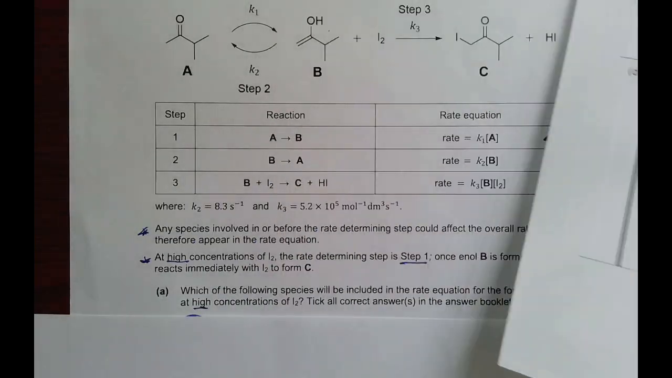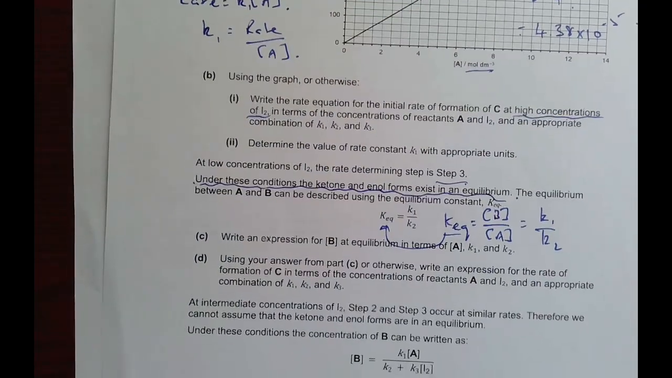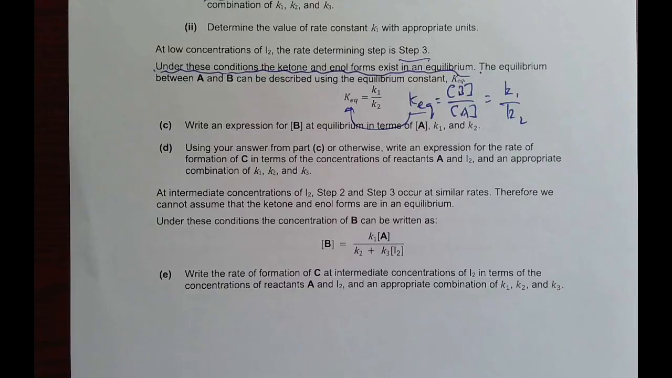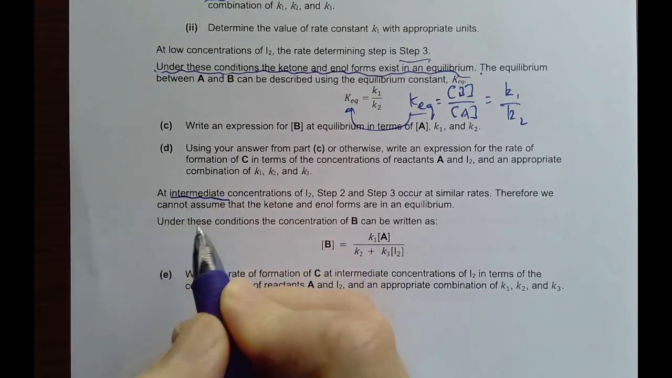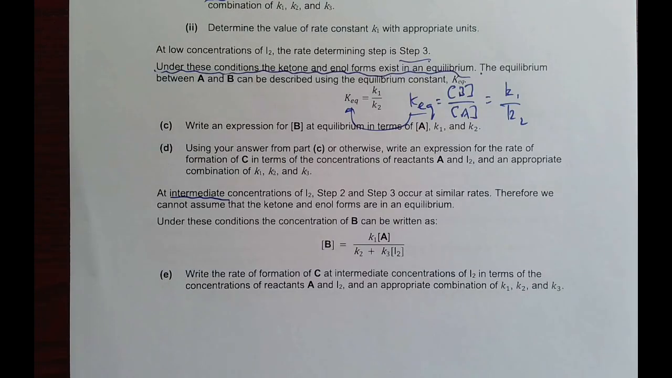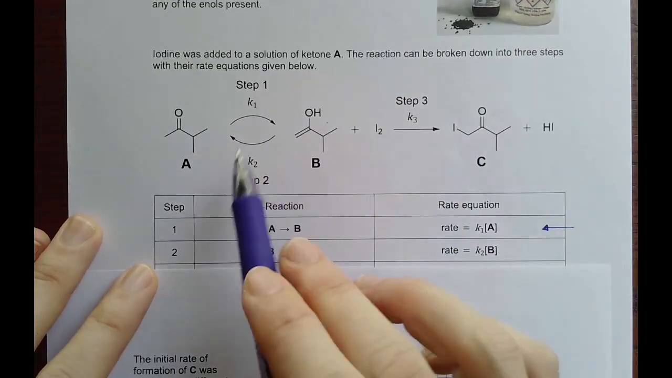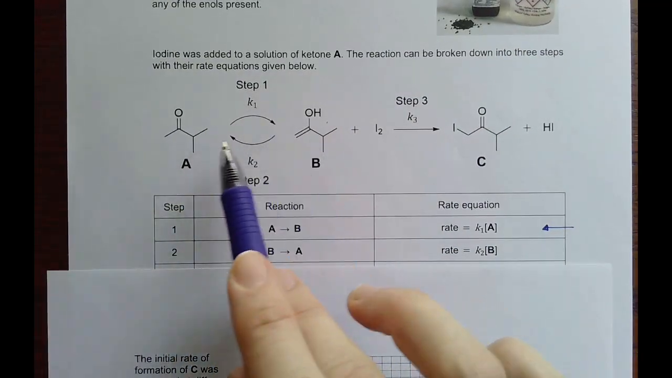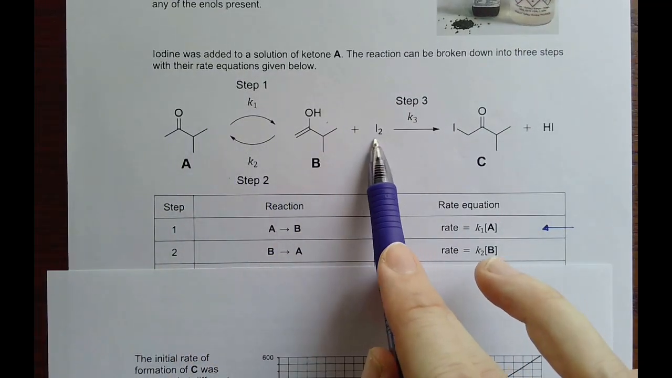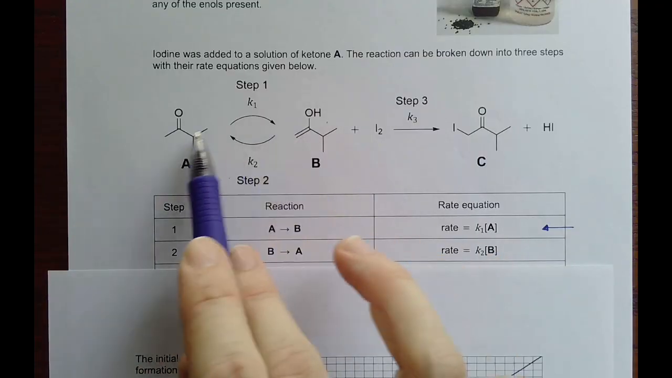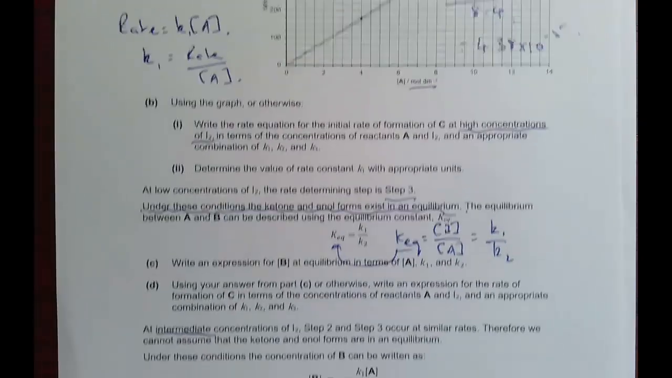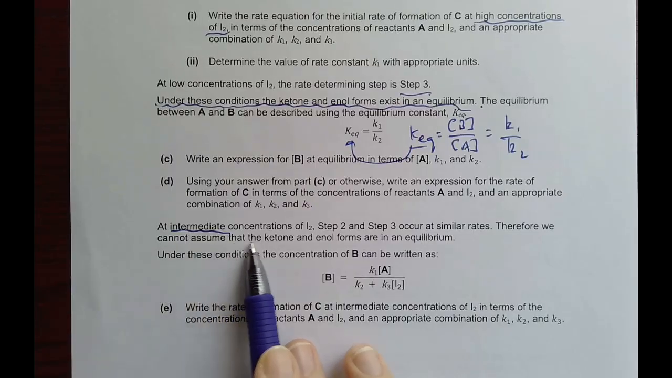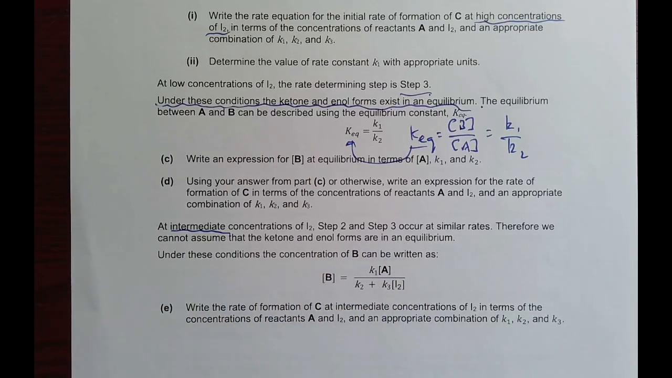Okay, so at intermediate concentrations, step 2 and step 3 occur at similar rates. So obviously now that we've got an intermediate amount of this, step 1 and step 2 are going backwards and forwards. Therefore, we cannot assume that the ketone and enol forms are in equilibrium.